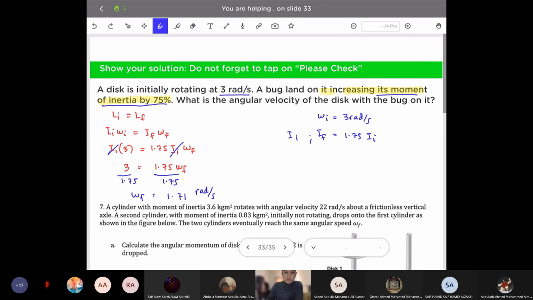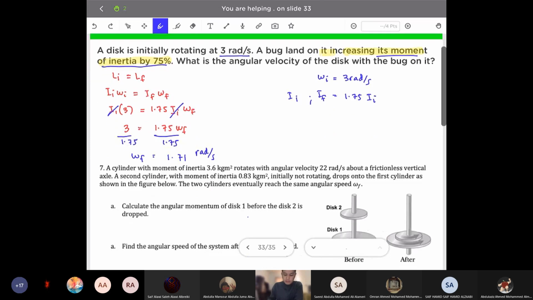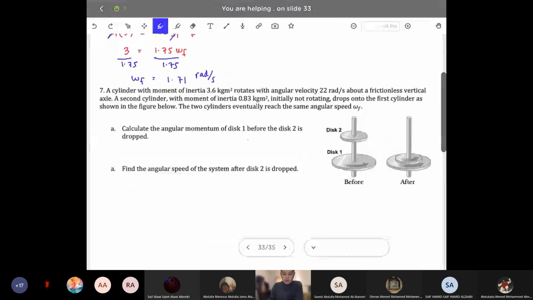Any questions? All right. Now for number 7, your final moment of inertia here should be the moment of inertia of disk 1 plus the moment of inertia of disk 2, because it says here that they stick with each other and eventually reach the same angular velocity. So I final here is the sum of the moment of inertia of disk 1 plus the moment of inertia of disk 2.